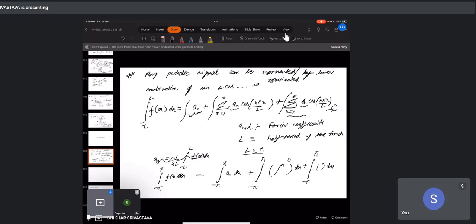So when you evaluate this integral, the cos of n pi x by L and these two terms will just vanish out. What you will be left with is a naught times 2 pi, and here you will have the integral from minus pi to pi of f(x) dx. So essentially a naught is 1 by 2 pi, integral from minus pi to pi of f(x) dx. So here is how you get this coefficient. Similarly you can calculate an and bn also.